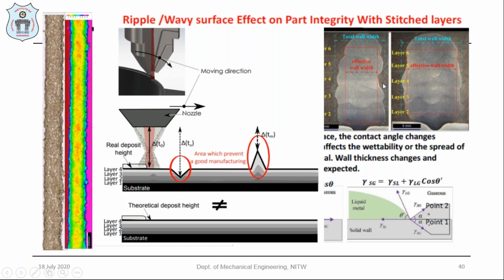In these successive stitched layers, the wettability is going to change, the wall thickness is going to change, and we are going to get different geometries than expected. Because of this, even minute defects are very important on this surface, as they affect the surface roughness of each layer. These defects and the wetting angle are very important when you go for the metallurgical manufacturing process.